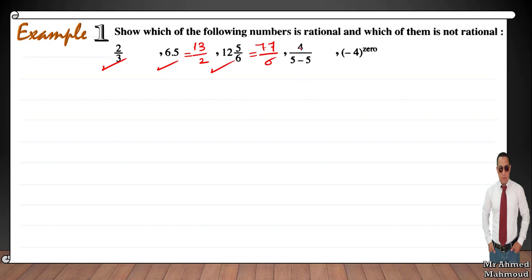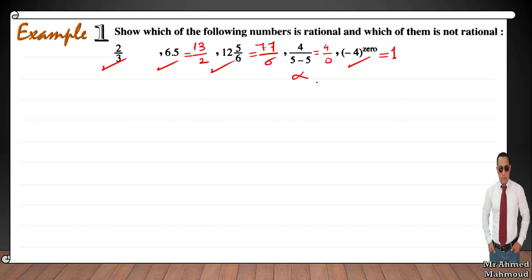This number, 4 over 0, is not a rational number. Finally, negative 4 all to the power of 0. Remember with me the power rule: any number to the power of 0 equals 1. Again, any number to the power of 0 equals 1. So this number is a rational number. So all of them are rational except 4 over 0.